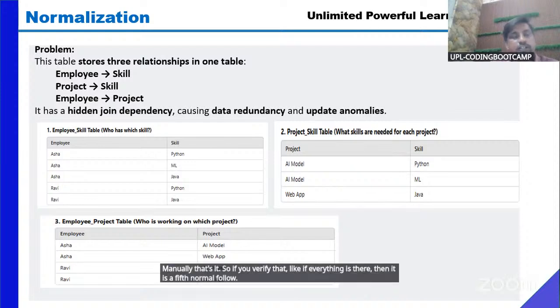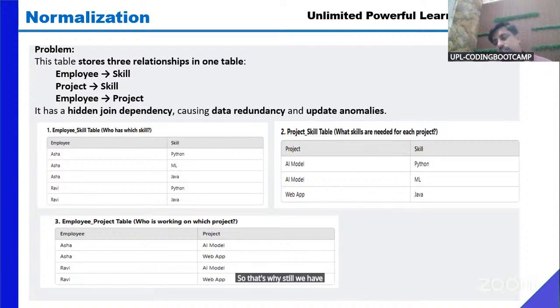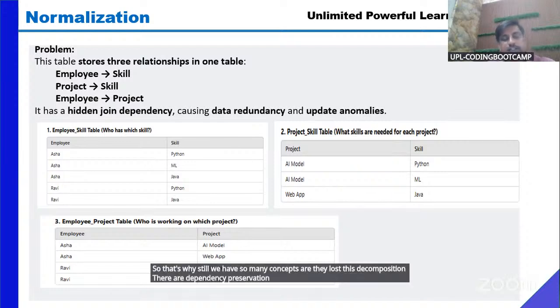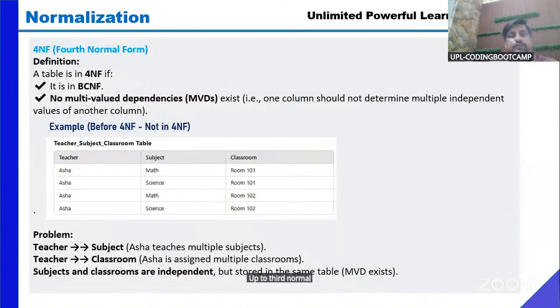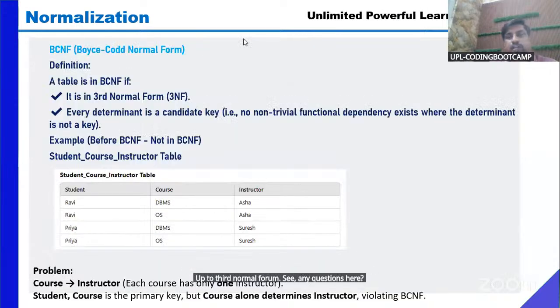So there are still so many concepts, like lossless decomposition and dependency preservation. There are a lot of other concepts. I don't want to get into database system theory because this is sufficient for you to design the database up to third normal form. So any questions here? Anyone has any questions, please?